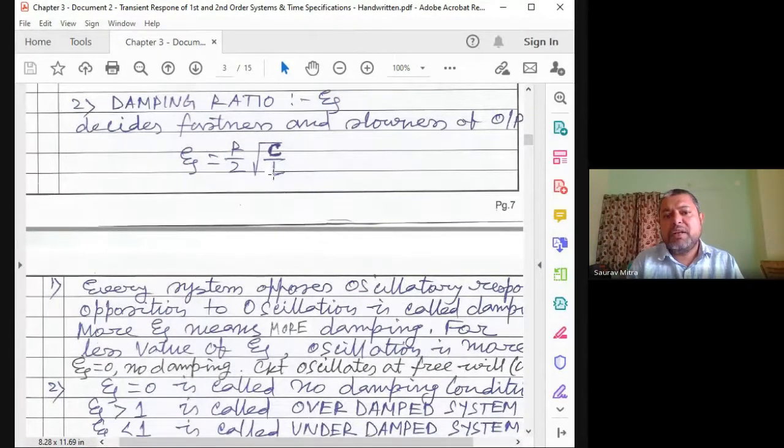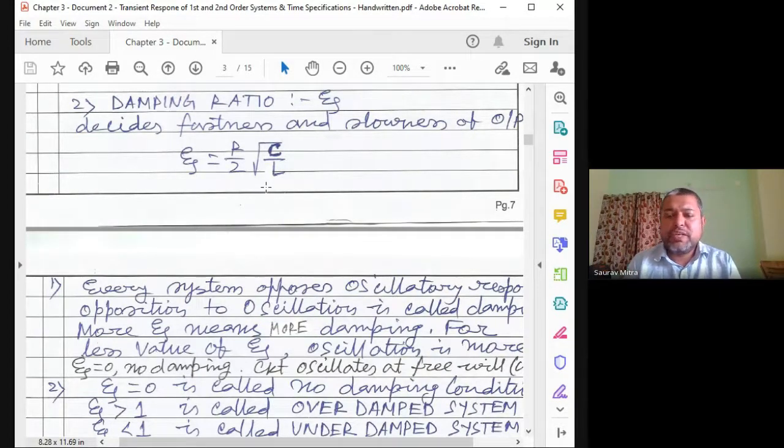So in the denominator, there will come 2 terms, M into K. Numerator will be 1, root under of 1 upon MK. That is inside the root, and outside it will be B by 2. So you change the value of MBK and you will find different values of zeta.